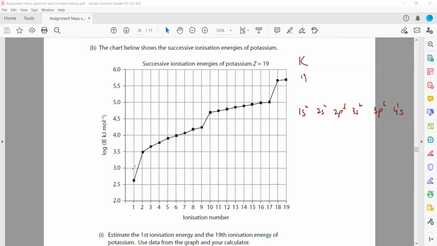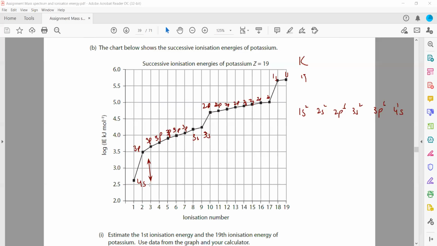When we remove the first electron, it is removed from 4s. Then the 3p electrons, 1, 2, 3, 4, 5, 6, and then 3s, 3s, and then 2s, 2p, 2p, 2p, and then 2s, 2s, and then 1s, 1s. This is how electrons are being removed.